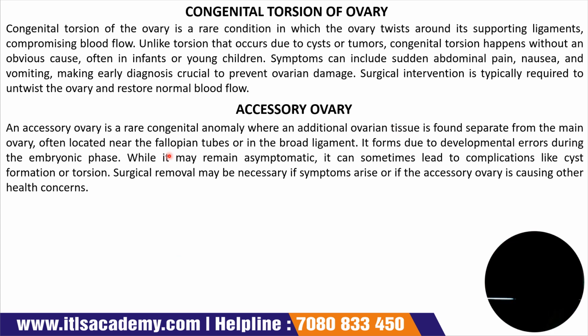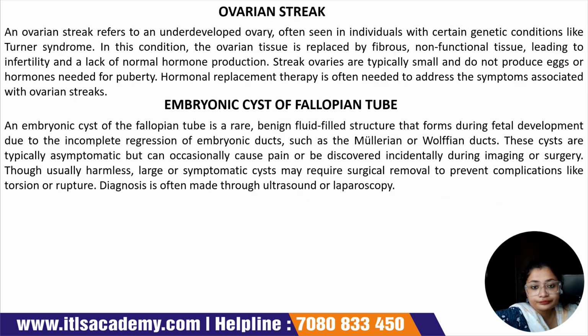It's a rare congenital anomaly where additional ovarian tissue is found separate from the main ovary, often located near the fallopian tubes or in the broad ligament. It forms due to developmental errors during the embryonic phase. While it may remain asymptomatic, it can sometimes lead to complications like cyst formation or torsion. Surgical removal may be necessary if symptoms arise or if the accessory ovary is causing other health concerns.